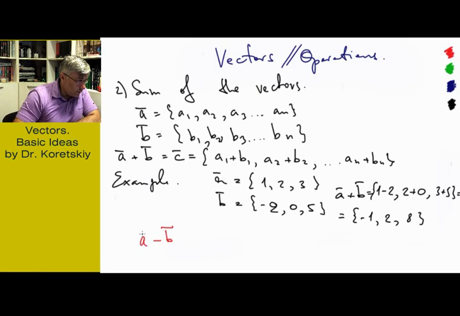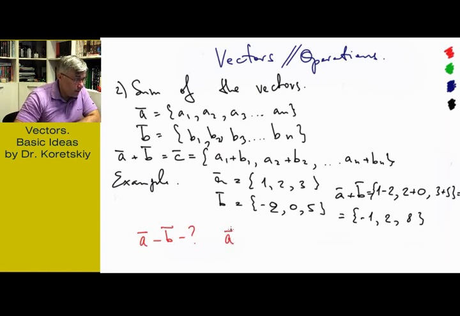A minus b. Can we calculate subtraction of the vector? Yeah, the answer here is yes, we can, but it seems to be like a trick, like addition of the vectors.